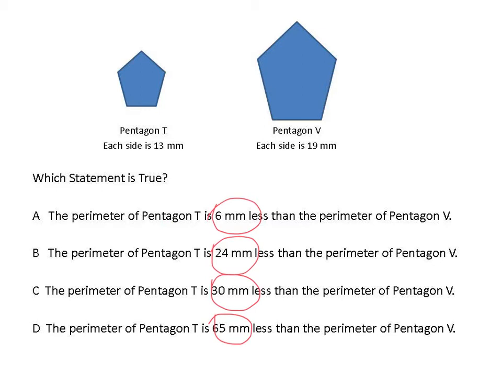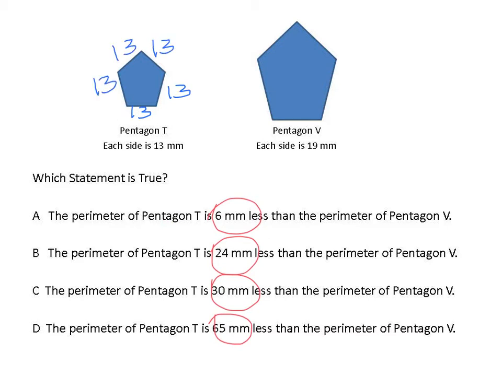We'll go ahead and correct now. So if I'm looking for the difference between the perimeters of these two pentagons, it's important for me to think about how many sides are on each one. I know that there are 5 sides, and it says that each one has a length of 13 millimeters. So I'm going to go ahead and label each of those.